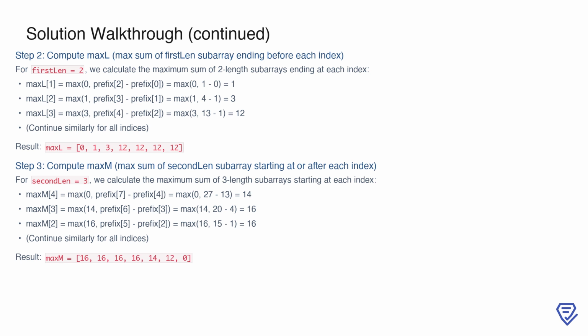Next, we compute maxM, which tracks the maximum sum of a subarray of length secondLen starting at or after each index. For secondLen equals 3, we look at subarrays like nums[4:7] equals 2, 5, 7, whose sum is 14, and nums[3:6] equals 9, 2, 5, whose sum is 16. As we move backward through the array, we update maxM by taking the maximum value encountered so far. This gives maxM equals 16, 16, 16, 16, 14, 12, 0.